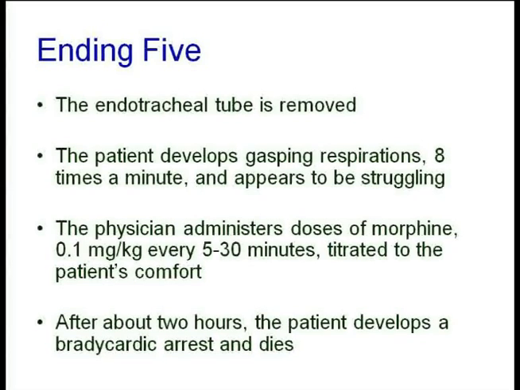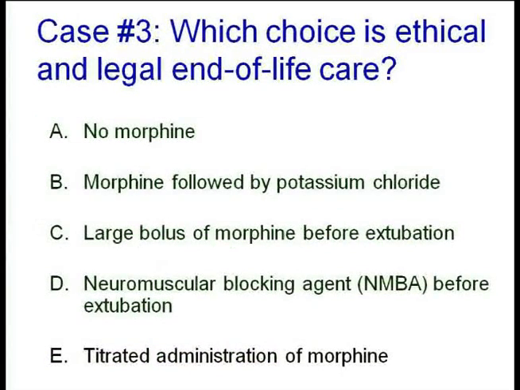And then ending 5, the endotracheal tube is removed, gasping respiration, struggling. Doses of morphine in standard pediatric doses every 5 to 30 minutes, titrated to the patient's comfort, and after about 2 hours, the patient has a bradycardic arrest and dies. So we've got the 5 endings here. No morphine, morphine followed by potassium chloride, the large bolus of morphine, the neuromuscular blocking agent, or the titrated administration of morphine. So I'd ask you which one you would prefer, A through E.